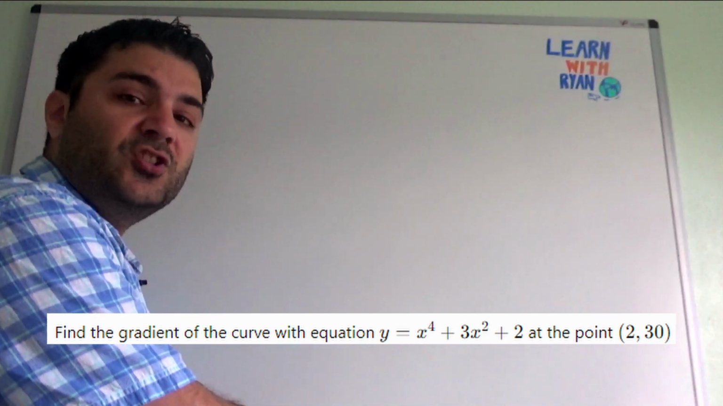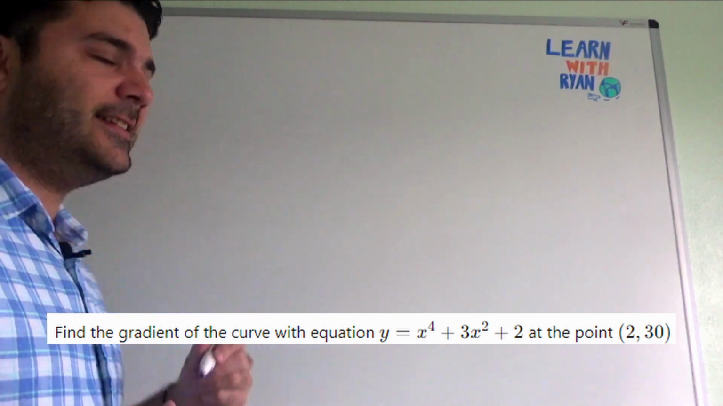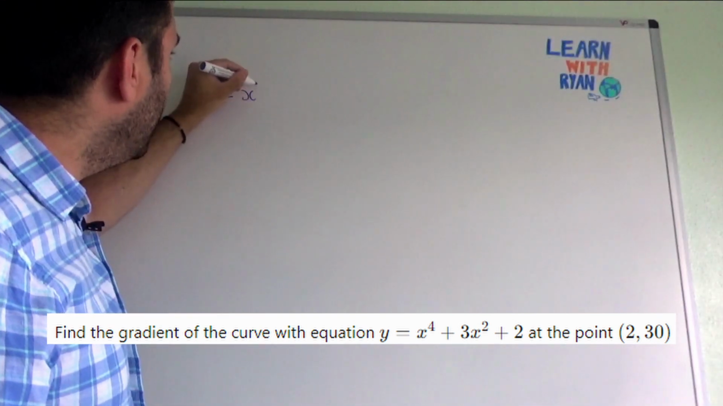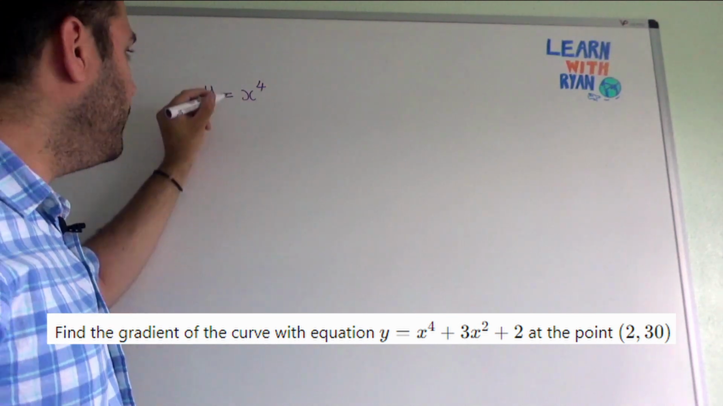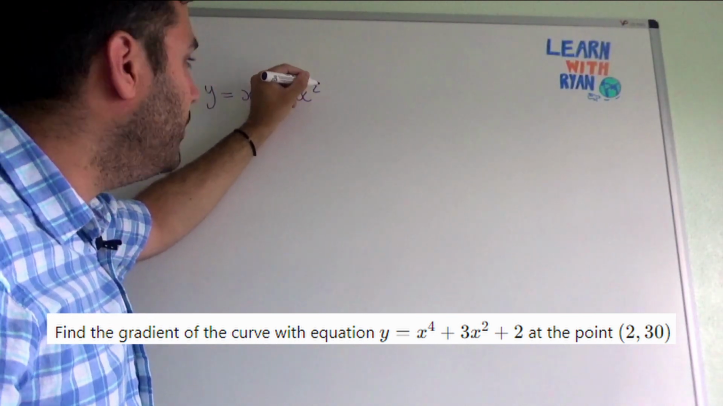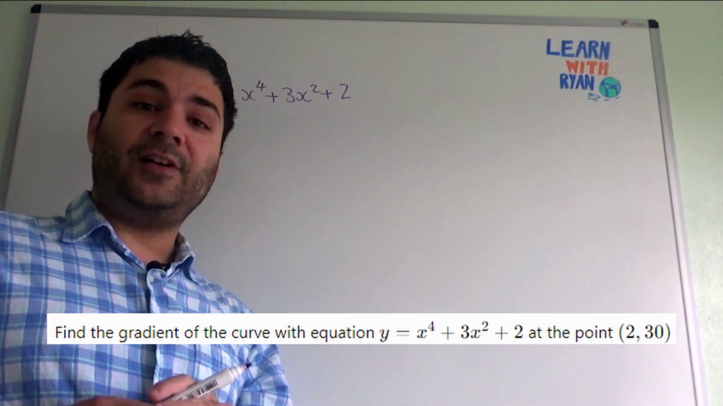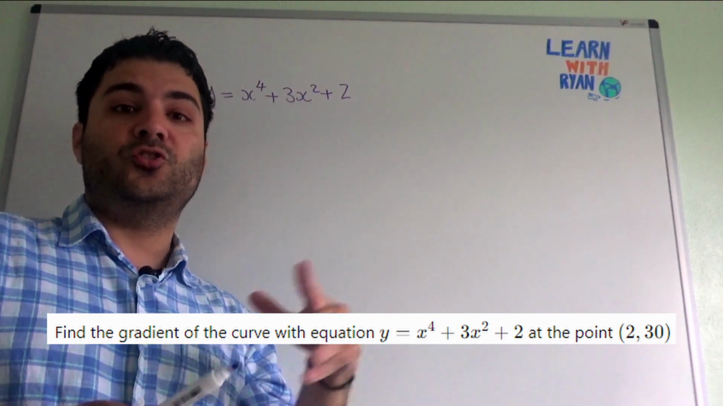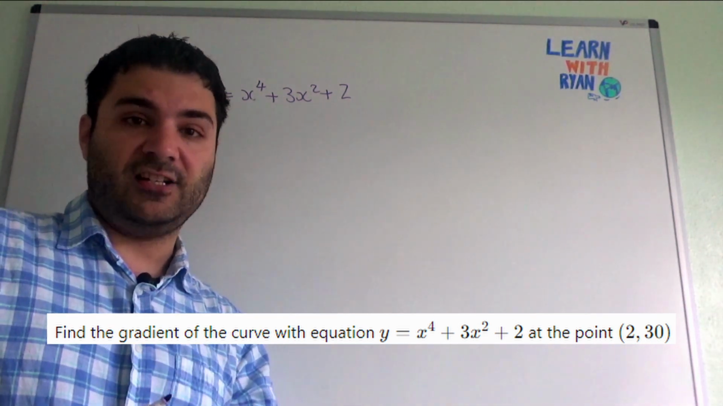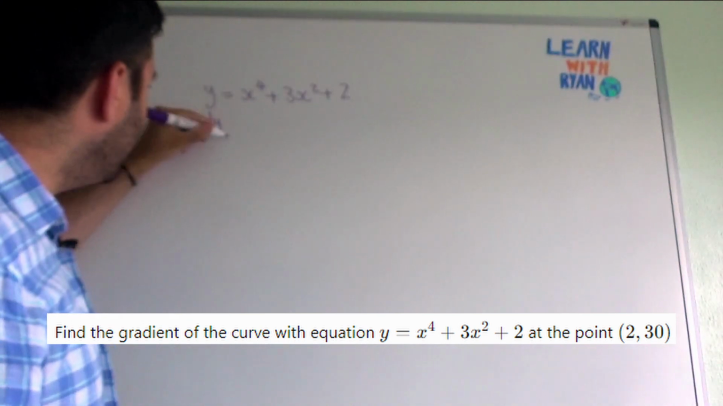So first things first, we need to differentiate that function that we've been given. So let's write that down. So we've got y equals x to the 4 plus 3x squared plus 2. So first things first, in order to find the gradient at the point 2, 30 on that curve, the first thing we need to do is differentiate. So what I'm going to write is dy by dx.